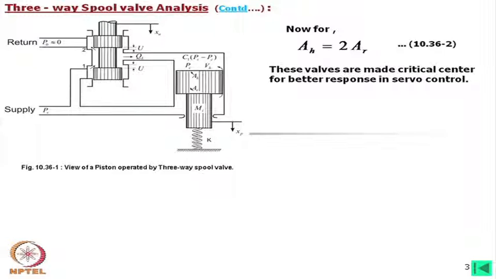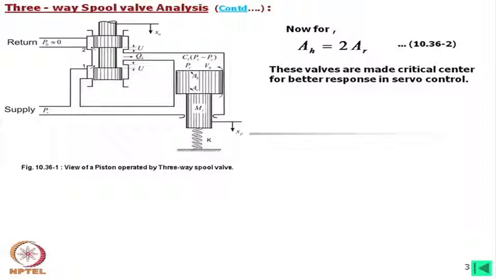These valves are made critical center for better response in servo control. Do you understand my point? I told that maintaining the critical center is difficult. This means that to make such valve critical center, both this groove dimension, not only the width of the groove, but also the distance between these two grooves should match with the distance of the spool. And in fact, I would say matching these two dimensions in two different components is difficult.